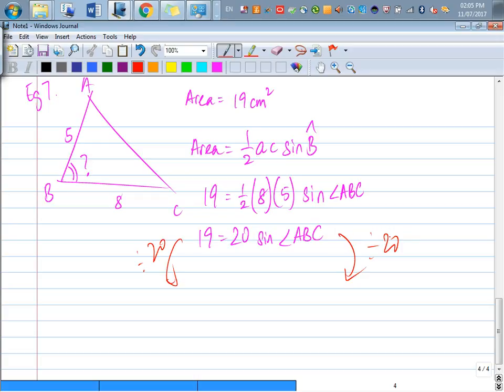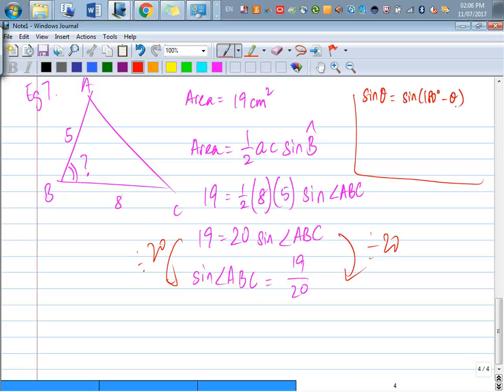So I am now left with sine ABC equals 19 over 20. Okay? Then what else do we remember from the previous lesson? Sine theta equals sine of 180 degrees minus theta, right? Remember this one?